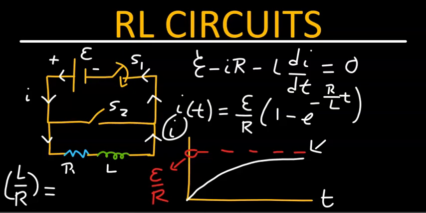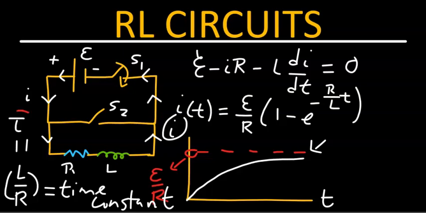This ratio is called the time constant of that circuit, which is usually denoted with the letter tau. So the interpretation is, when the time constant is small, the electric current in the circuit will get to the maximum value very quickly. When the tau or the time constant is larger, that process takes more time.